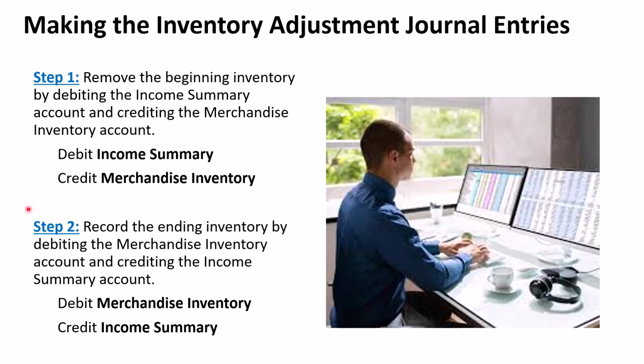As part of step 2, we bring in the ending inventory to update the account with what you actually have. We debit merchandise inventory and credit income summary. It's like hitting refresh, make sure your records are current and accurate. In the end, these adjustments ensure that your books match the actual inventory that is on the shelves, in the store, and in the manufacturing area. Let's look at 2 examples.